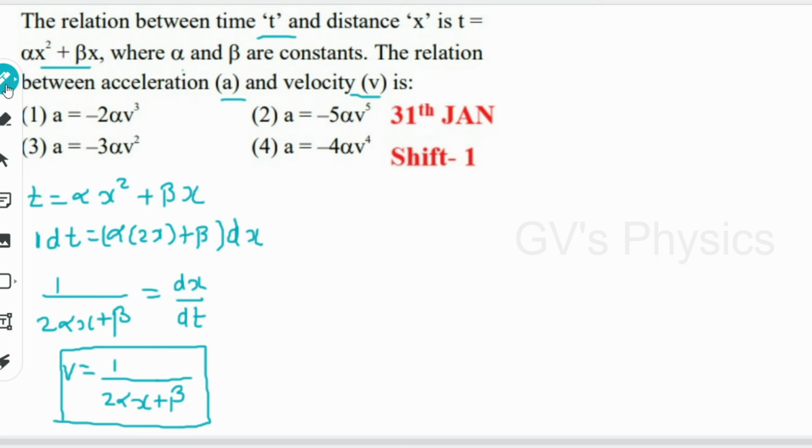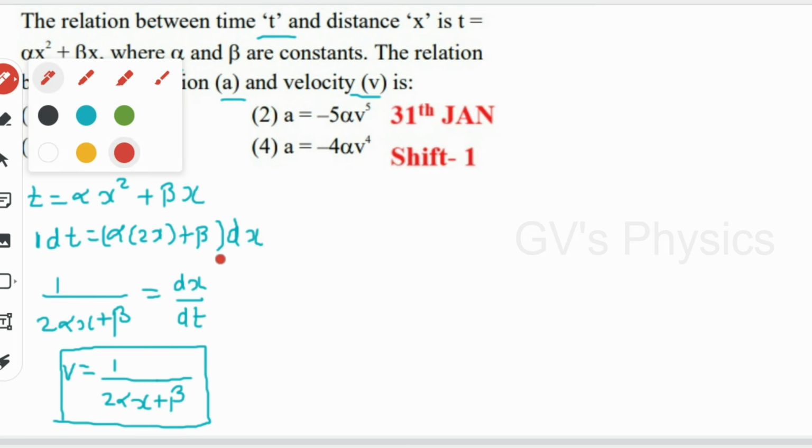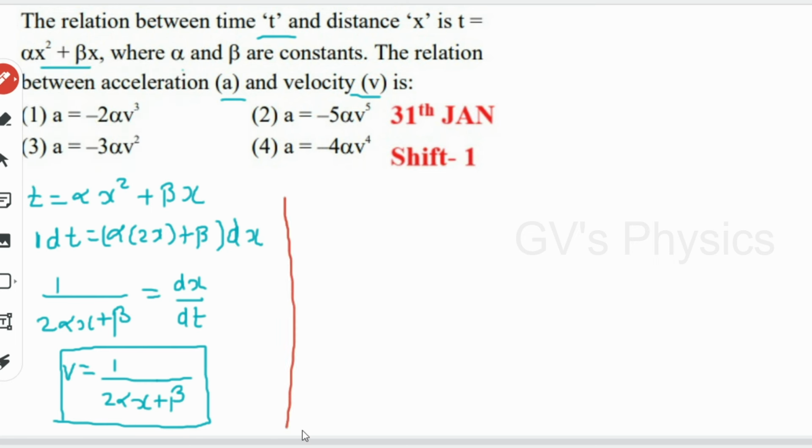Now we will try to find the acceleration. Again we can take the same equation, which is 1 is equal to 2 alpha x plus beta, and dx by dt becomes velocity v. We'll take v inside. So 1 is equal to 2 alpha x v plus beta into v. Again we will differentiate. If you differentiate 1, that goes to 0, that is equal to 2 alpha. Both x and v will differentiate with respect to time.